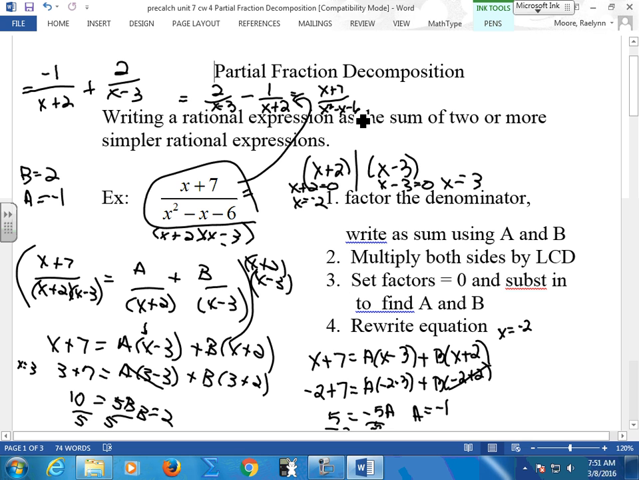what's its common denominator? Okay, x minus 3, x plus 2. So we're going to do 2 times x plus 2 minus 1 times x minus 3. Collect your like terms. 2x plus 4 minus x plus 3 over this, which is x squared minus x minus 6. So this gives us x plus 7. Do we come out to the same thing?